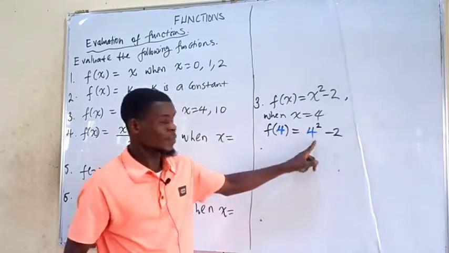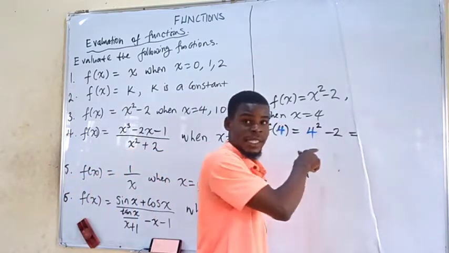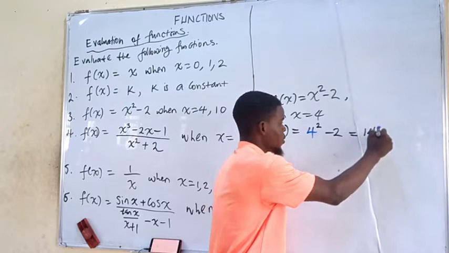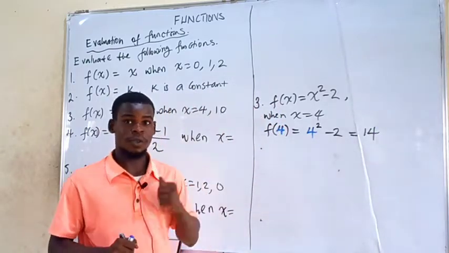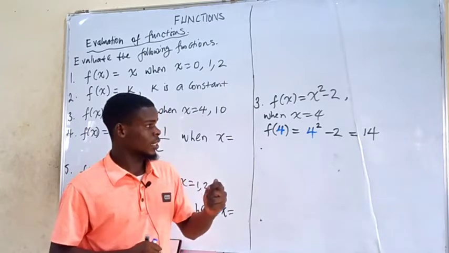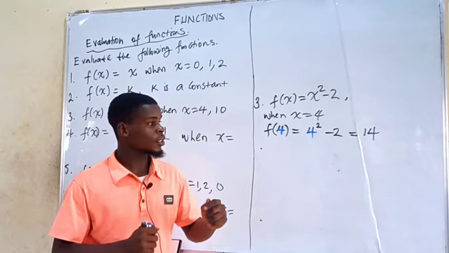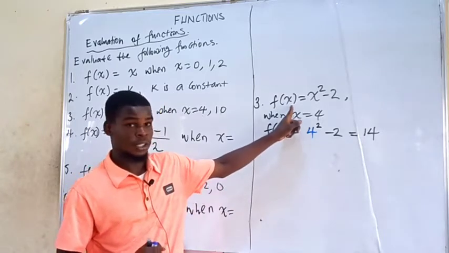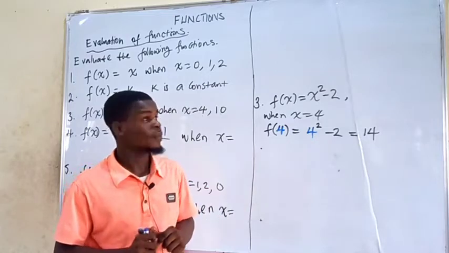Alright, good. We can evaluate this real quick. 4 squared is just 16. You subtract 2 from 16, you have 14 as a result. So 14 is the output, while 4 was the input. In our last video, we talked about the input and the output, the domain and the range. When you plug 4 into this function, what you get out is just 14. And that's it.